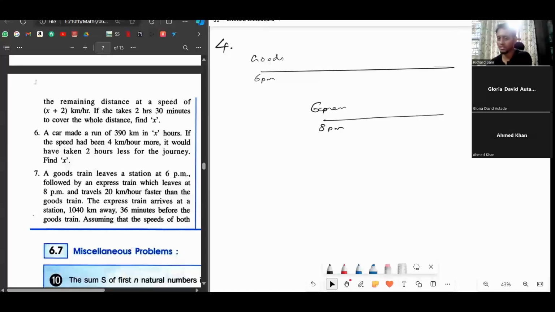You understand? Because it's going faster, right? So say the goods train reaches at, we don't know what time, imagine it reaches at 10 p.m. What time will the express train reach? 9:24. That is 36 minutes before 10 p.m. You understand? Just an example. This is not given in the question, and we don't need it also, but just for you to understand. Is this much clear? Now the distance covered by both the trains is 1040 kilometers.